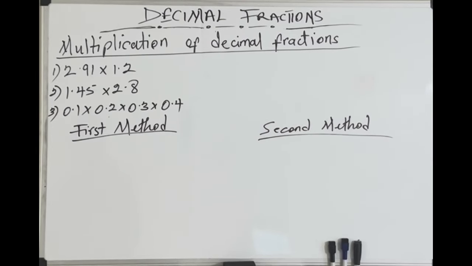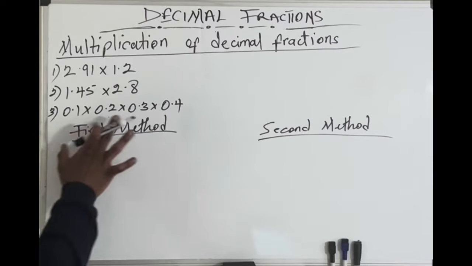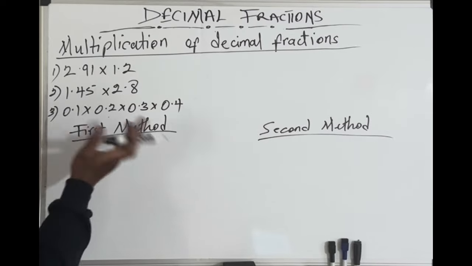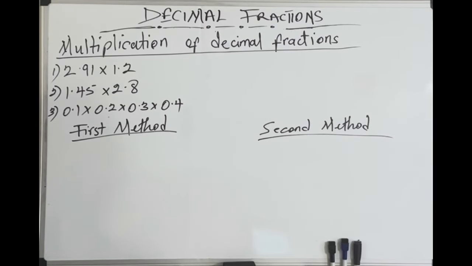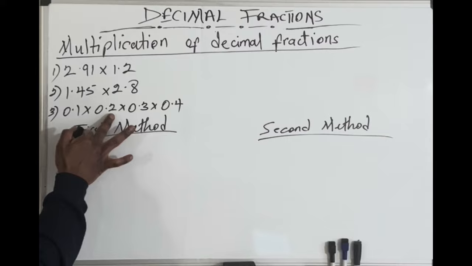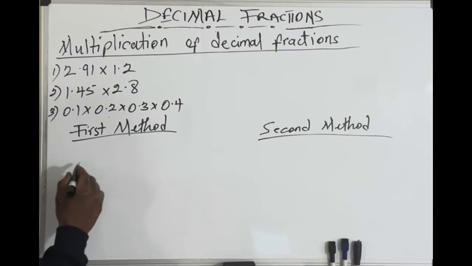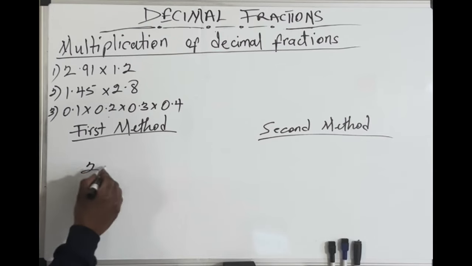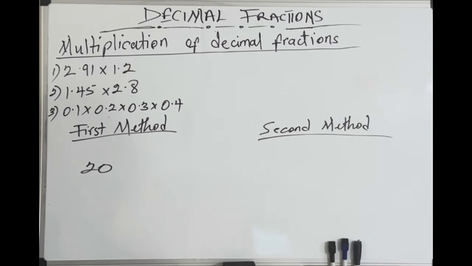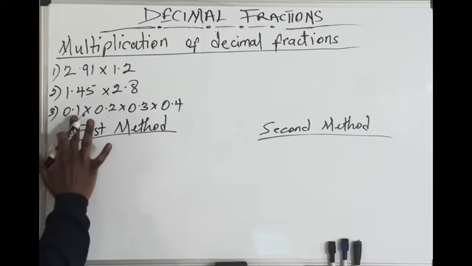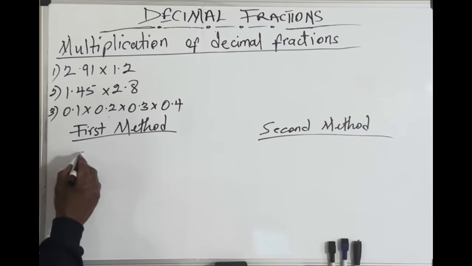We move to the last example. So we have 0.1 times 0.2 times 0.3 times 0.4. Okay, the first method, you just multiply it as if there is no point. So 1 times 2 is 2, 2 times 3 is 6, 6 times 4 is 24. Okay, don't get confused. We just ignore the point.